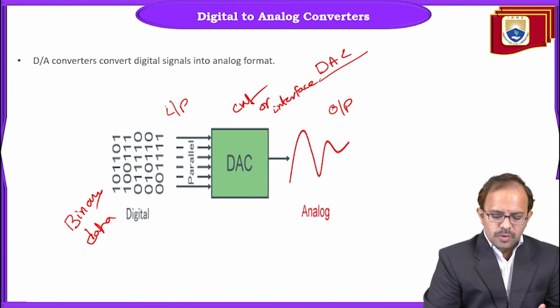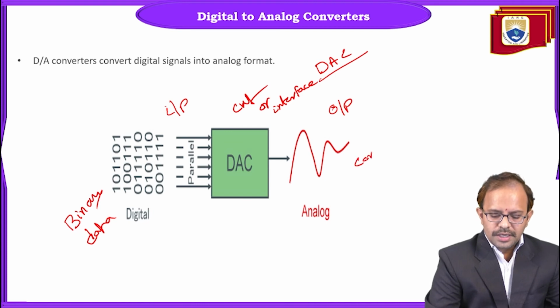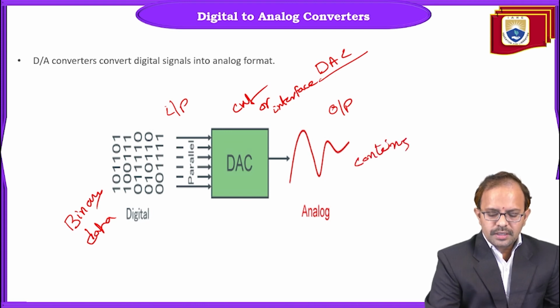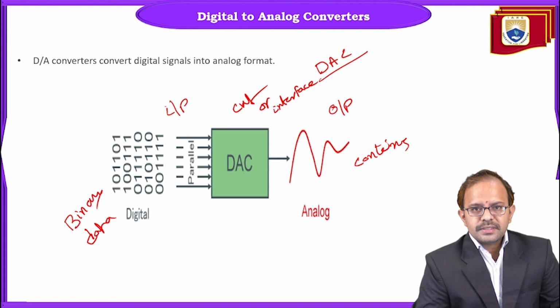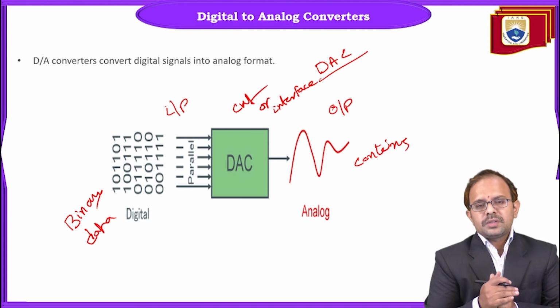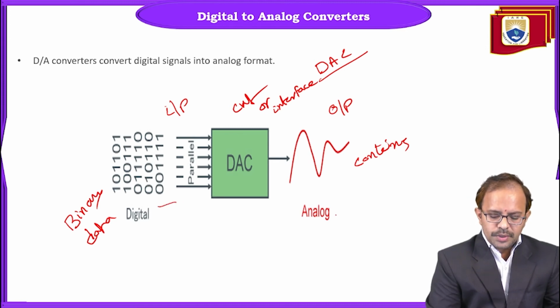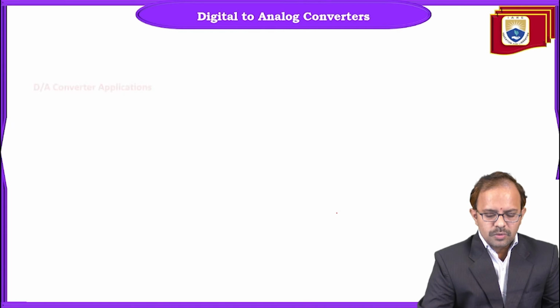And what is the output of this interface or electronic circuit? Nothing but an analog signal, and it is continuous in nature. That is the input and output. So the DAC interface will accept this digital data and produce analog data as output.